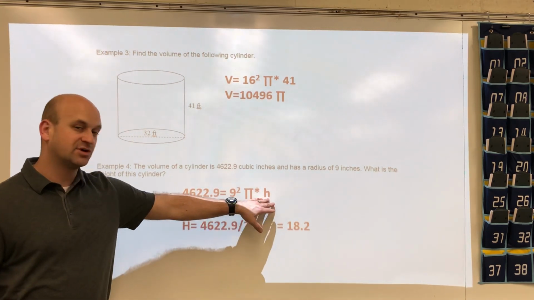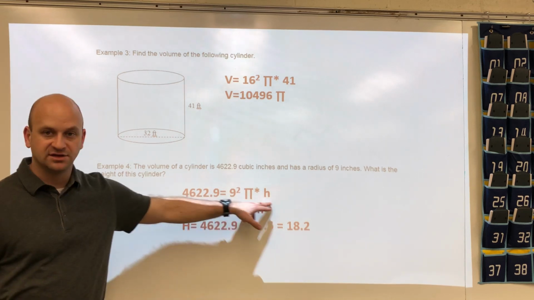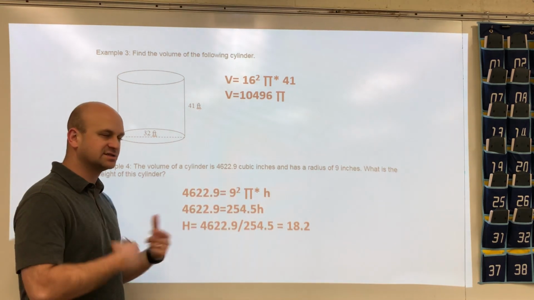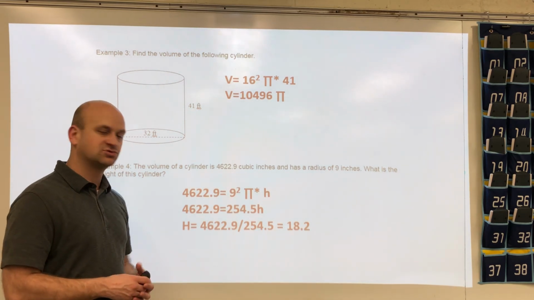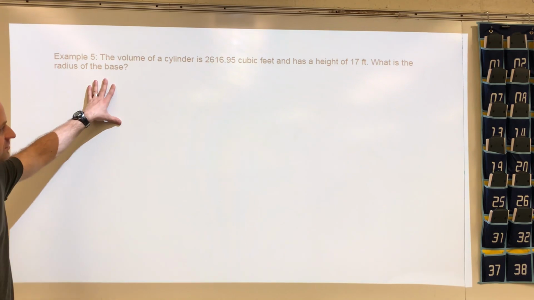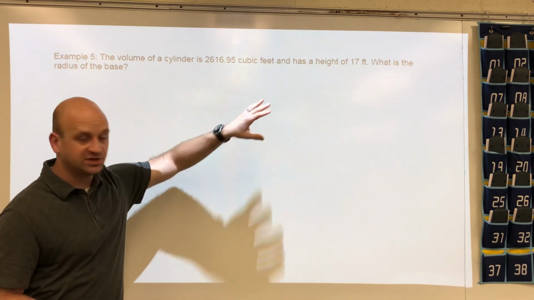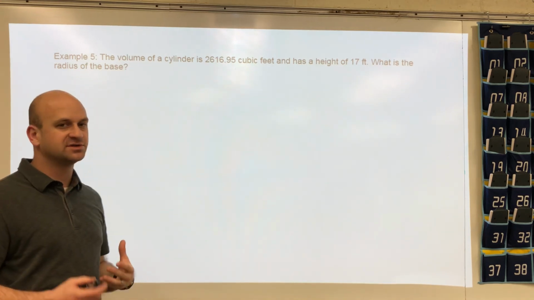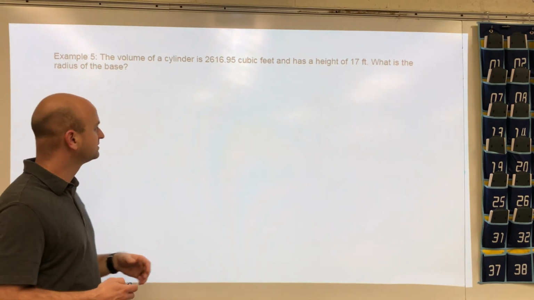Now there's two types of problems. One is trying to find the height. And so we're going to see that this one's going to be a little bit easier than finding the radius. The radius has an extra step to it, but it's really not that difficult. All right, the next one here, they give you the volume, they give you the height, and now they want you to find the radius. This one has a little bit more work involved, but it's really not that difficult. You know how to do this.